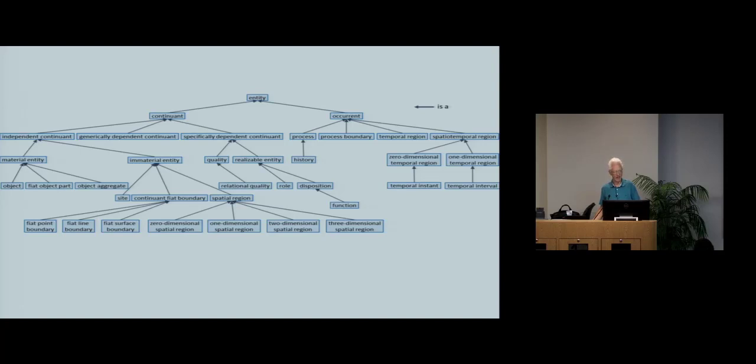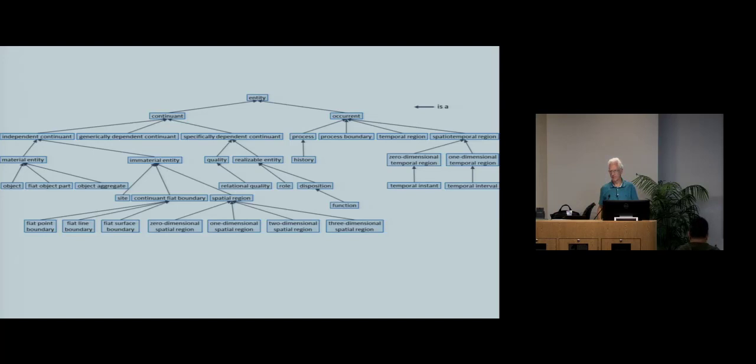So generically dependent continuant is something like a sequence or a PDF file on your laptop. It's generically dependent because it has to have some memory device or some carrier. It doesn't have to have that unique laptop. You can copy it. A specifically dependent continuant is specifically dependent on some specific bearer, such as the head, which is the bearer of your head.